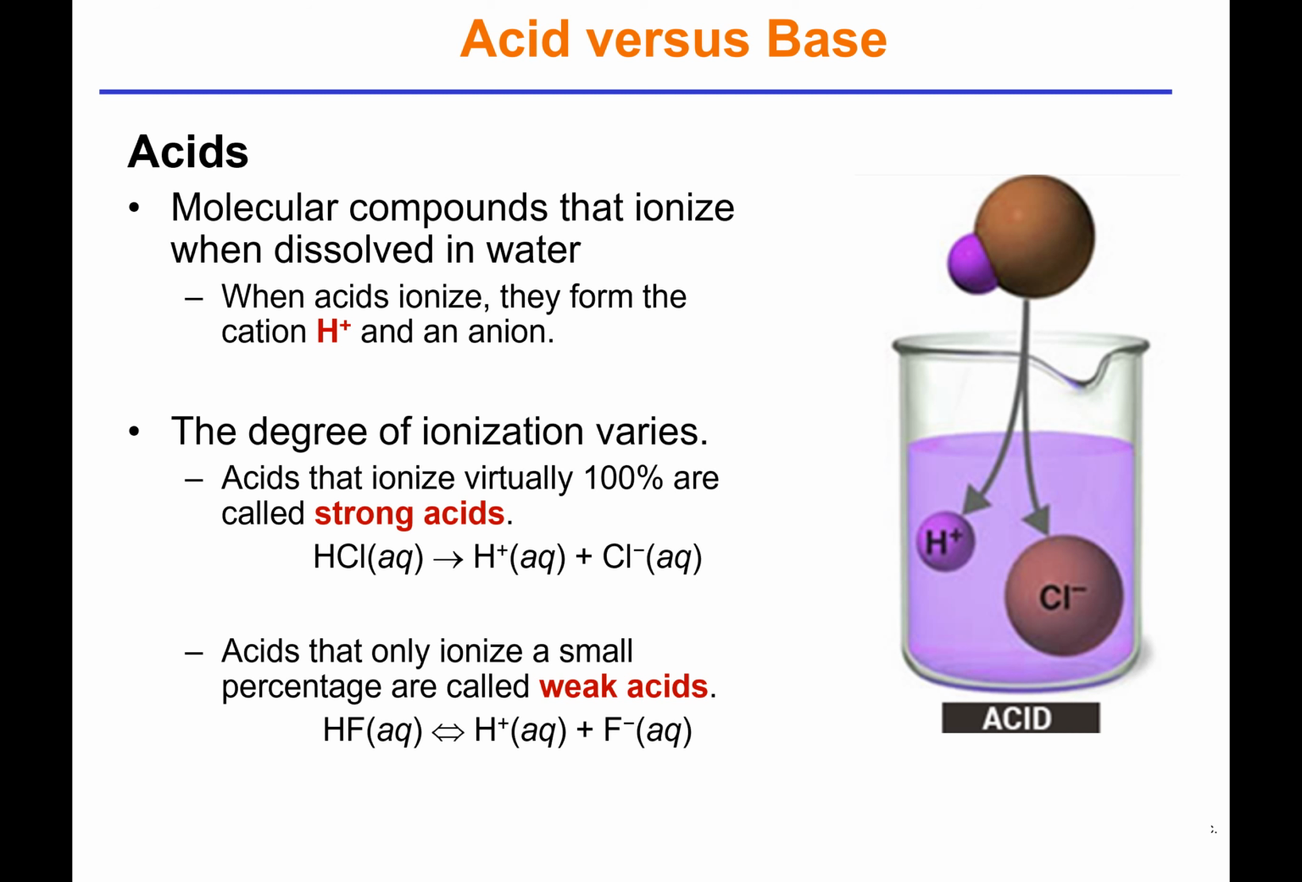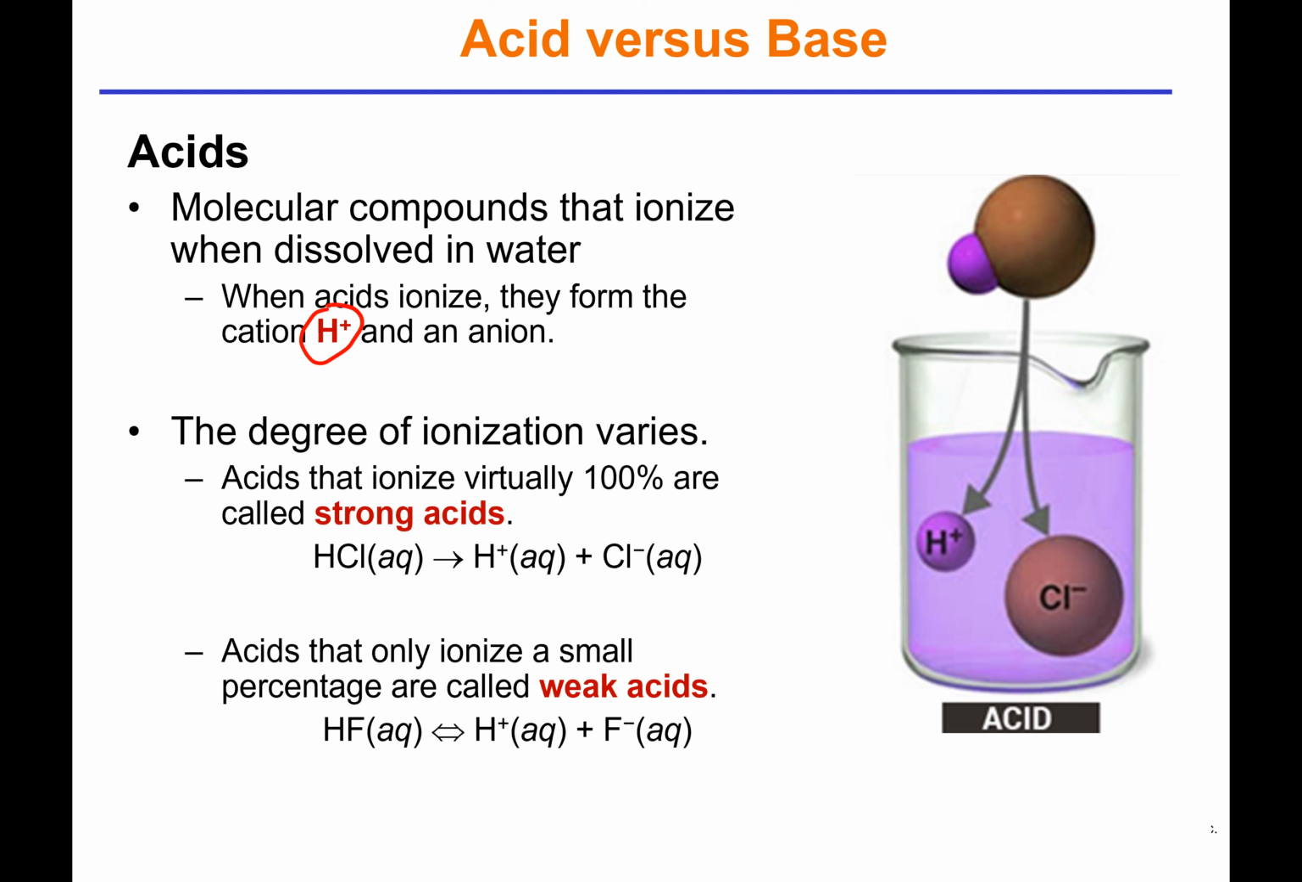Okay, so getting into acids and bases. Acids and bases are sort of special versions of ions, or special versions of ionic compounds. We can think about it that way. An acid is just a molecular compound that ionizes when dissolved in water, and it's a special kind of ionization in that we form H plus ions. When acids ionize, they form the cation H plus. That's by definition what an acid is.